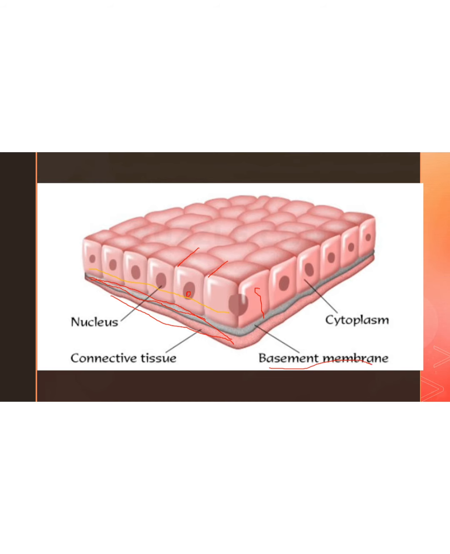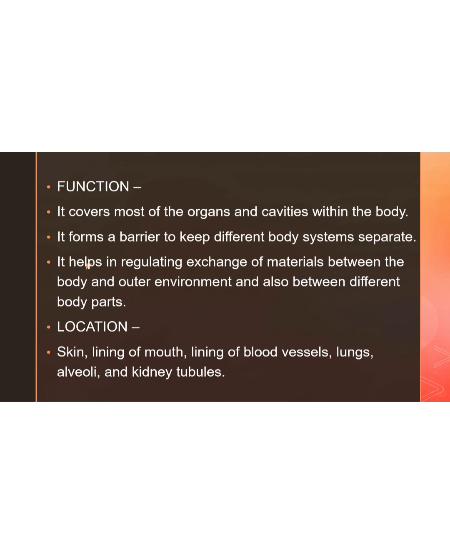Understood? Next comes the function. It covers most of the organs and cavities inside or within the body. It forms a barrier to keep different body systems separated. Suppose you see your alimentary canal: your stomach, intestine, pancreas and liver are so compactly present. The epithelial tissue acts as a barrier to separate all these organs which are compactly present and stick to each other, but still are separated.